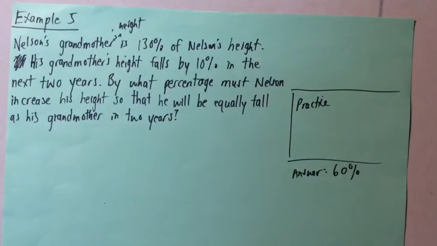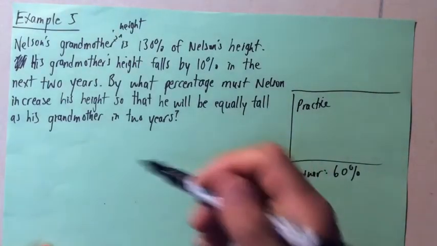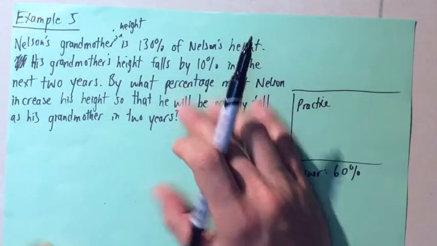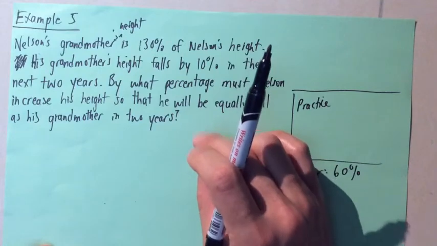Our last question is probably the most complicated one. Nelson's grandmother's height is 130% of Nelson's height. His grandmother's height falls by 10% in the next 2 years. By what percentage must Nelson increase his height so that he will be equally tall as his grandmother in 2 years? So we can let, just as usual, we probably need a variable.